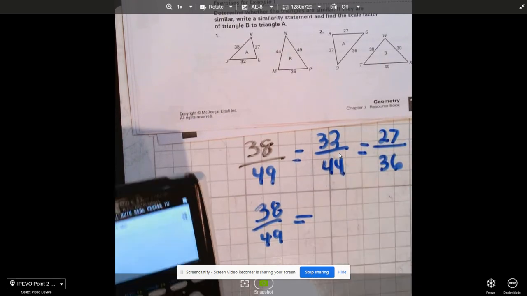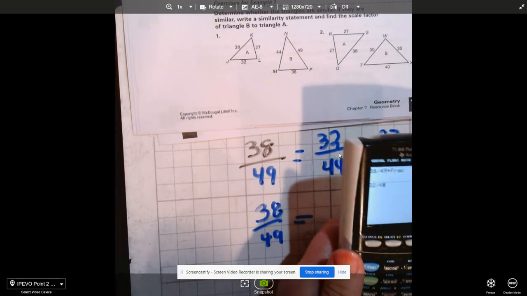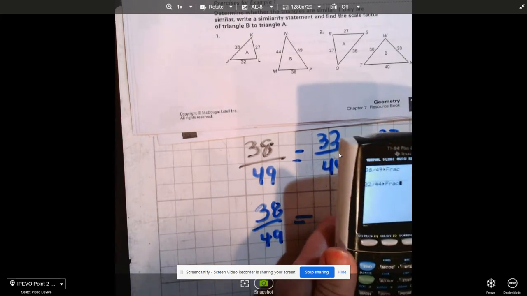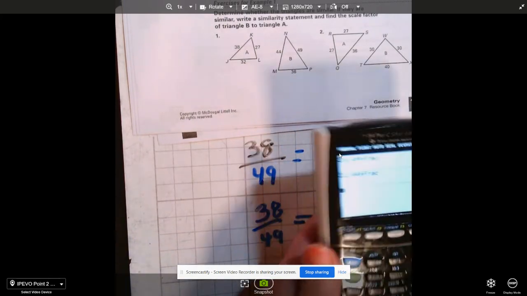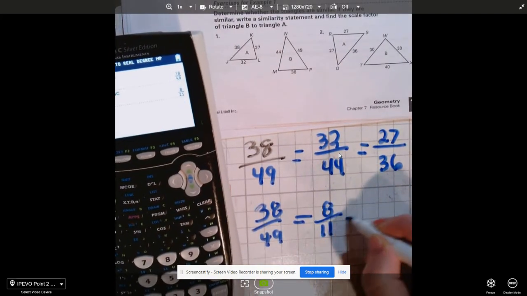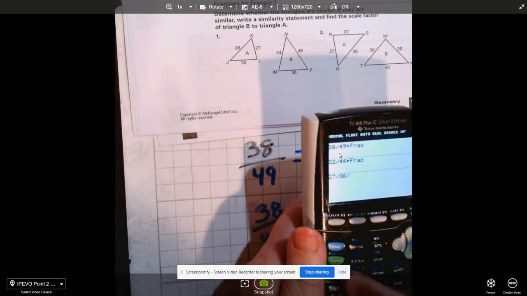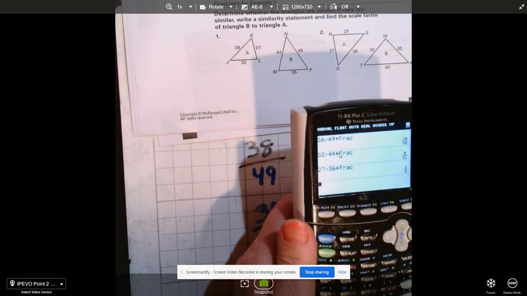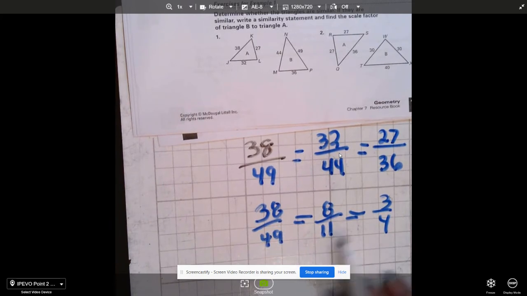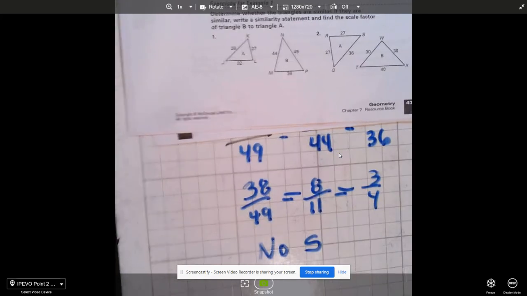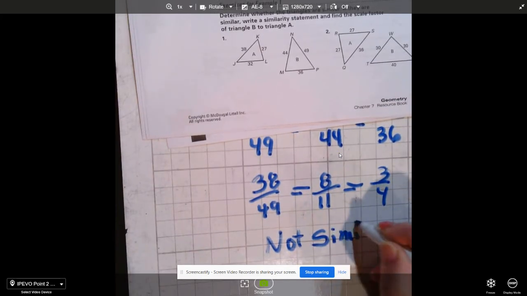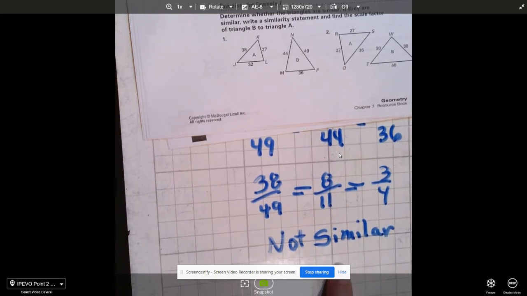I'm going to take a look at the second one, 32 over 44. I know they both can be divided by 4, so that simplifies down to 8 over 11. And the last one, 27 over 36, both of those are divisible by 9, so that simplifies down to 3/4. You can clearly see that these ratios are not equal. So on number 1, those triangles are not similar. The nice thing is, once you figure out that they're not similar, you don't have to do the other two steps. So we kind of like that.